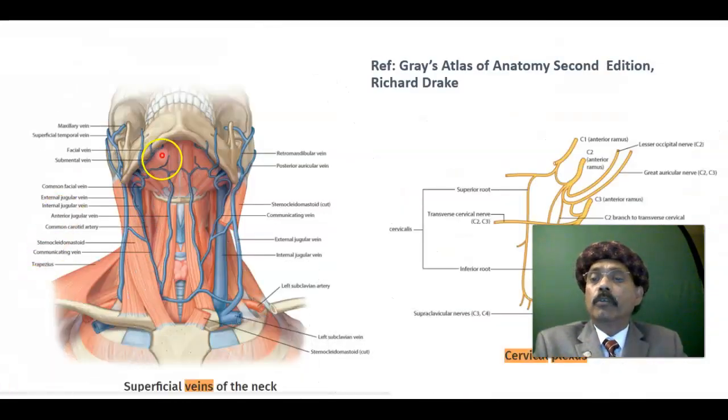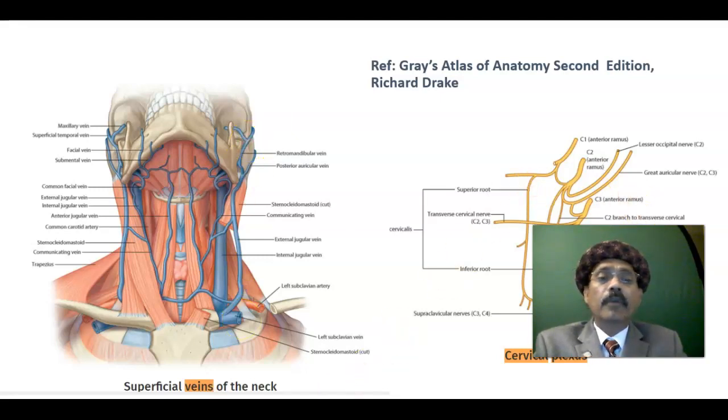Okay, we are looking at the external jugular vein here, formed near the angle of the mandible by the union of the posterior division of the retromandibular vein and the posterior auricular vein. Retromandibular vein is formed by the union of the superficial temporal and maxillary vein here.